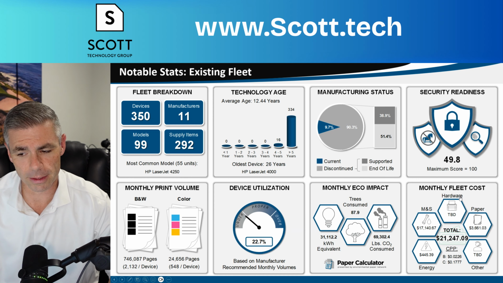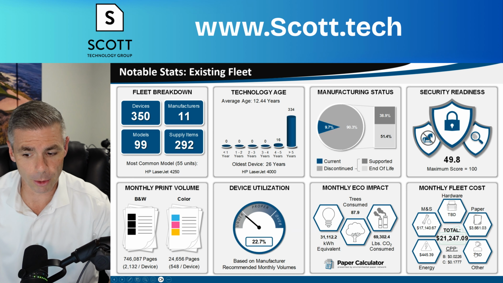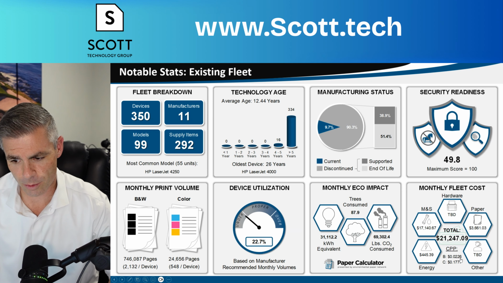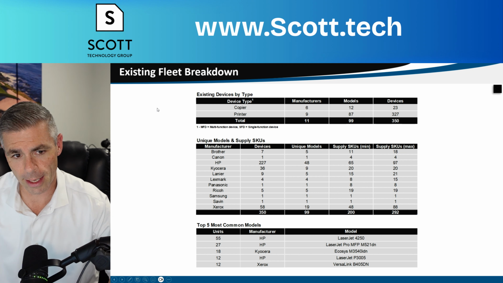And of course, the monthly fleet cost. What is the total cost of ownership and operation? We look at that as well on a per page basis. So in this case, we have a summary of the black and white and color averages per page. But I can click into any one of these and it'll take me to an appendix where I can now see how many devices there are by type.